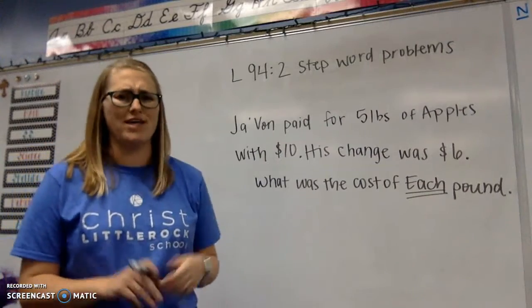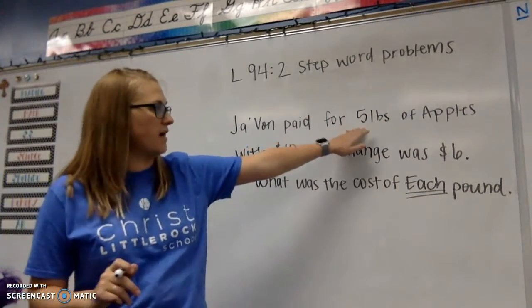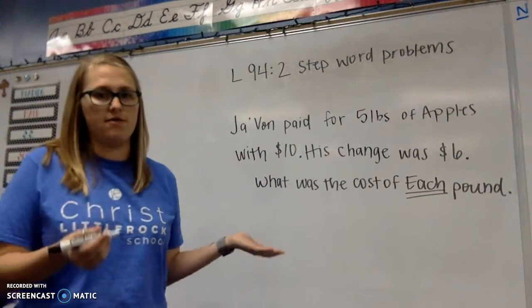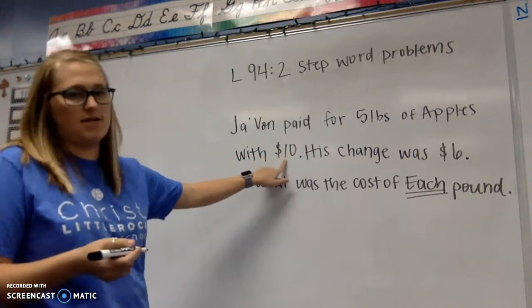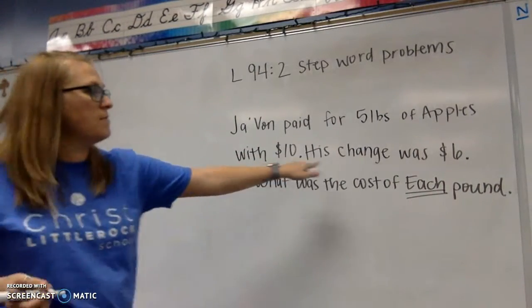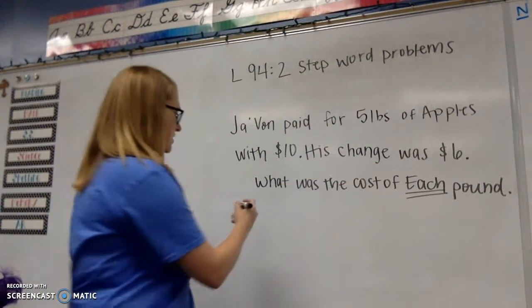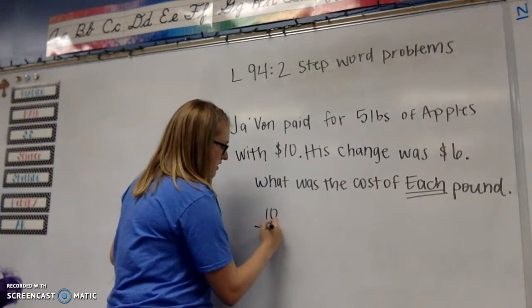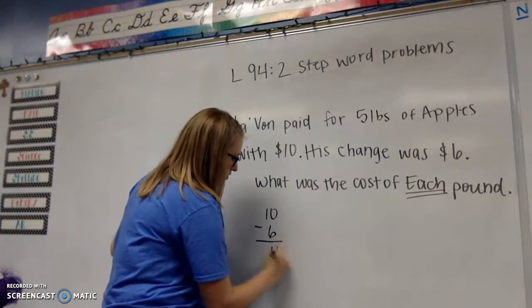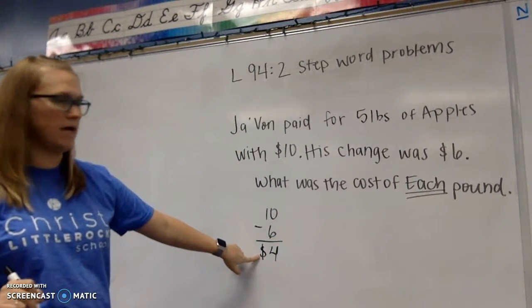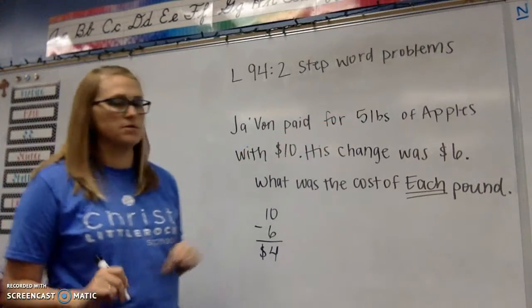Before we can figure out what each pound was, because we know he bought 5 pounds, we have to figure out how much he actually paid for the apples. We know that he gave them a $10 bill, but then he got $6 back. So, first thing that we're going to do is $10 minus $6, which gives us $4. $4 is what he actually paid for the 5 pounds of apples.